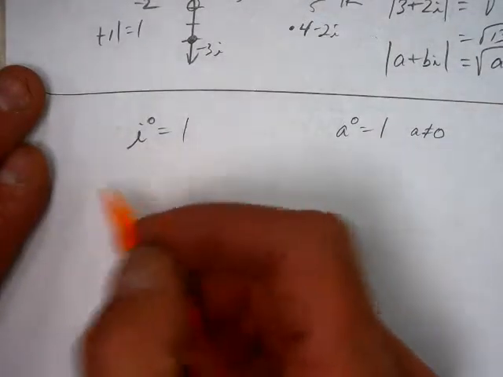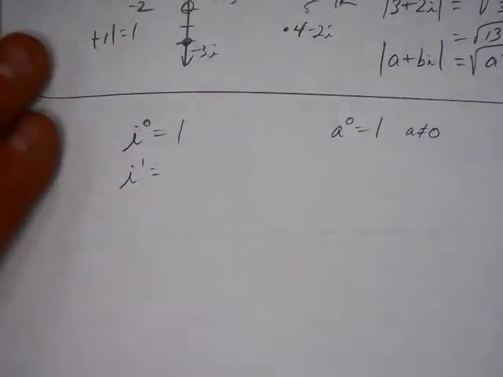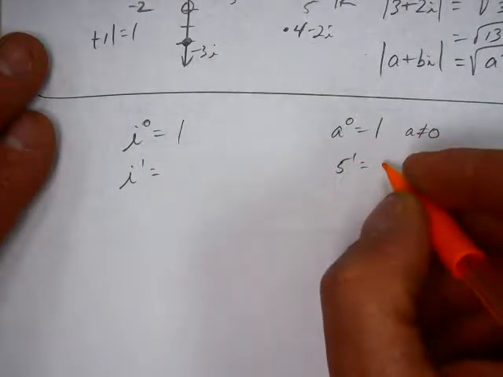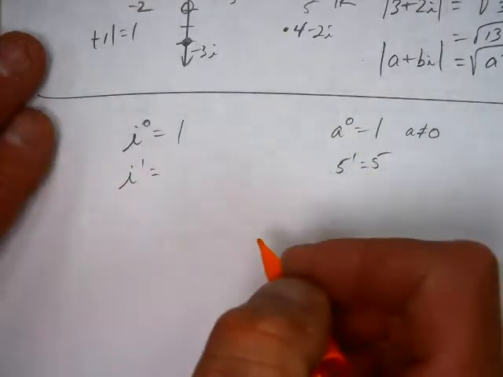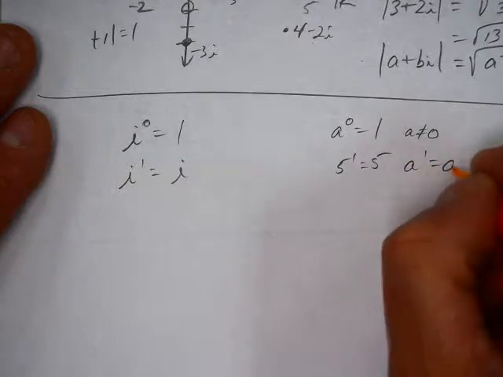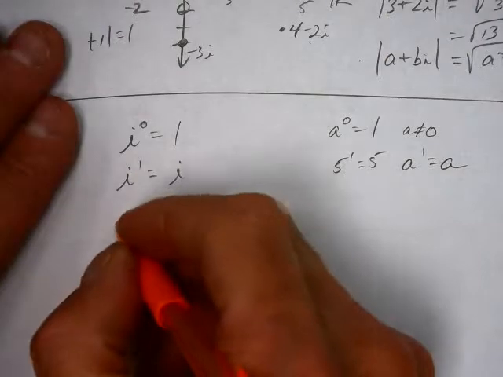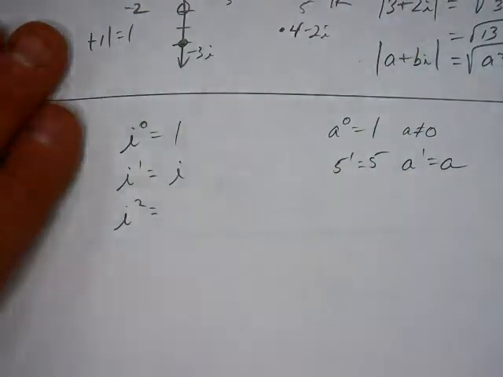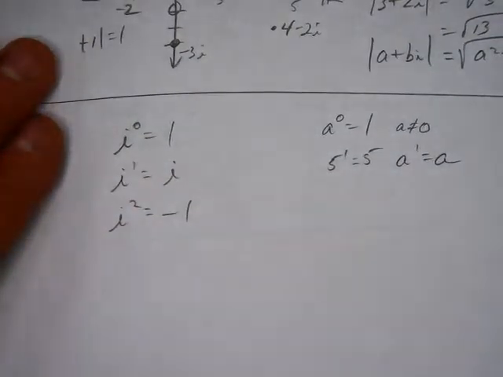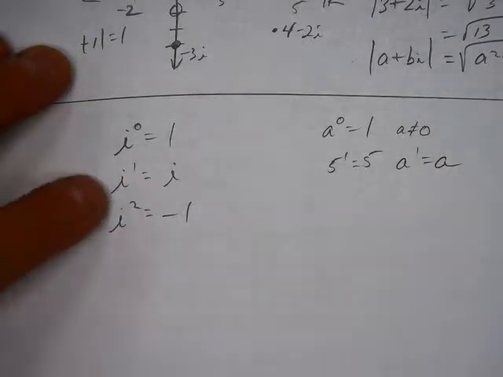Okay? So i to the 0 power is 1. What is i to the 1st power? No. What is 5 to the 1st? 5. So i to the 1st is i. Same rules apply. Anything to the 1st power is itself, including 0. So then we have i squared. I forget. What was i squared again? Negative 1. I wonder how many times I'm going to say that today. So those three, I think, are really fairly straightforward once we review a couple things.